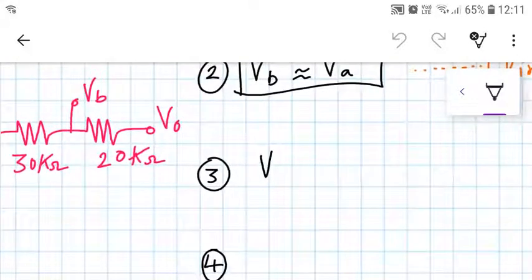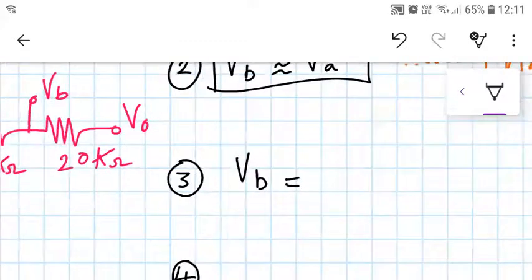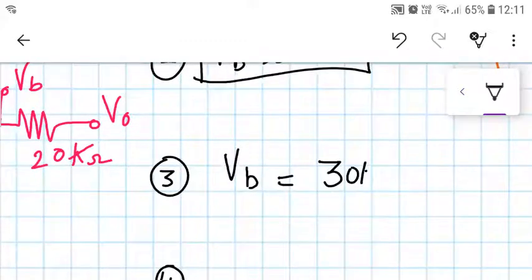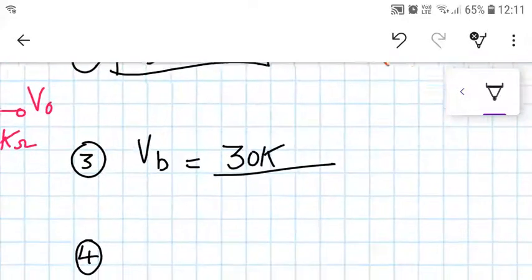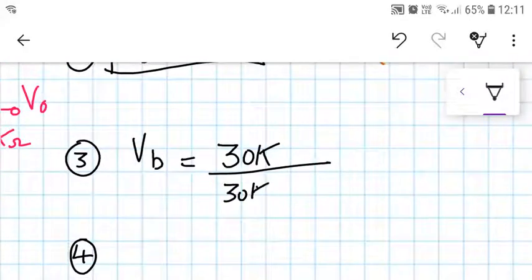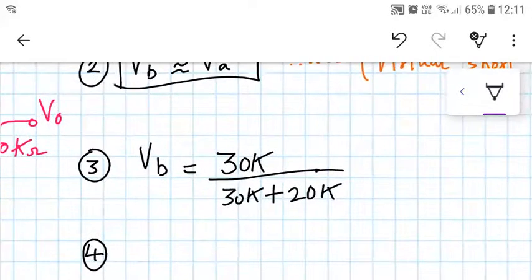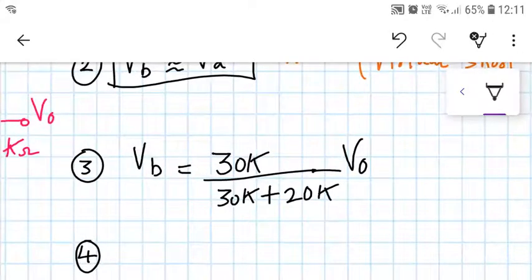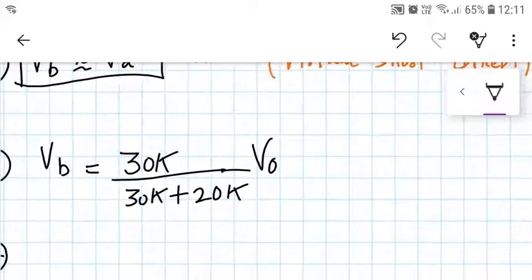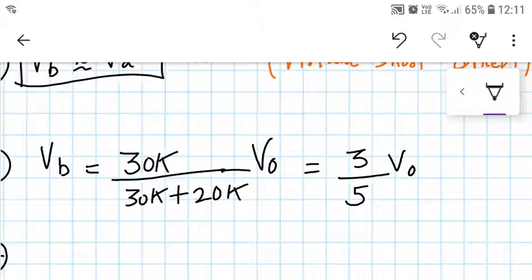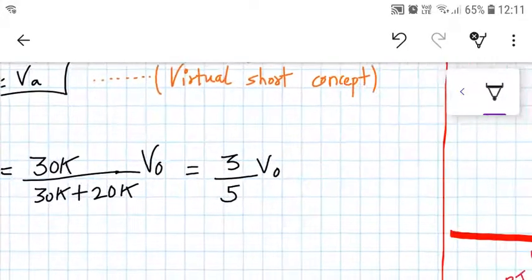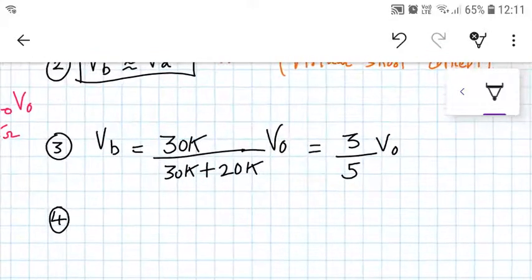We can write VB is equal to, by the voltage division rule, 30 kilo ohm divided by 30 kilo ohm plus 20 kilo ohm, into VO. So this is what we get. And if we take this further, it will be 3 divided by 5 into VO, which I can easily write in another form.